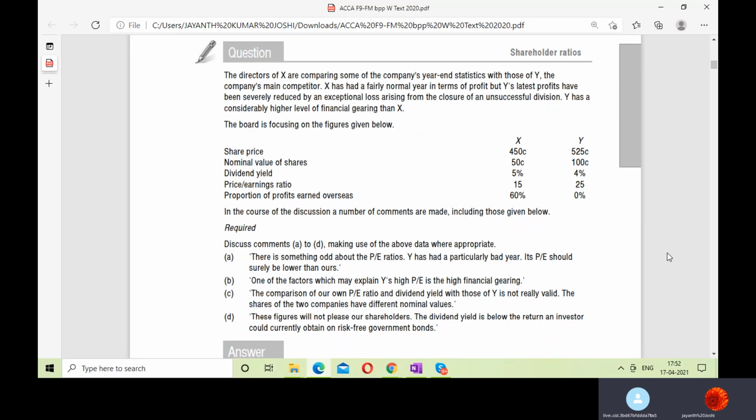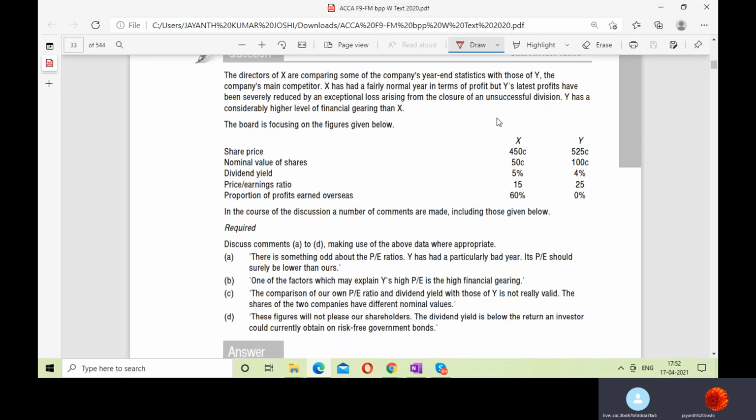So the directors of X are comparing some of the company's year-end statistics with those of Y. So here a comparative analysis between X and Y is going on. Y is the company's main competitor, and X is the one the directors are comparing with Y.